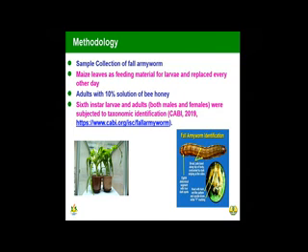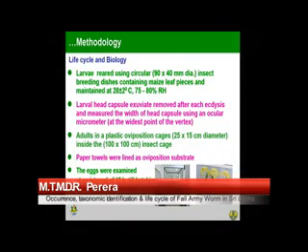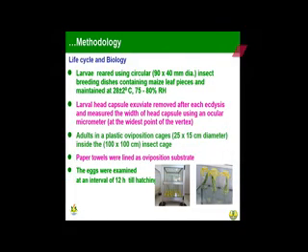Regarding the life cycle and biology, larvae were reared using circular insect breeding dishes containing maize leaf pieces and maintained at 28 plus or minus 2 degrees centigrade and 75 to 80% relative humidity. Larval head capsules were removed after each ecdysis and the width of the head capsule was measured using an ocular micrometer at the widest point of the vertex. Adults were reared in plastic oviposition cages to obtain eggs.